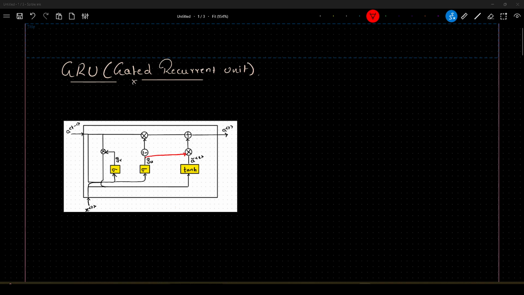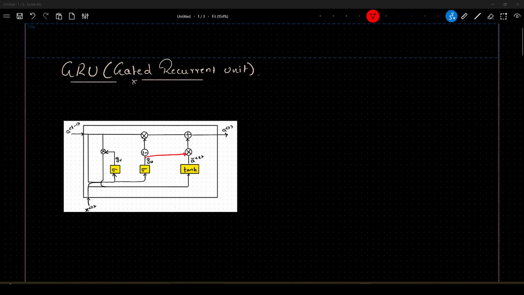I have explained LSTM in 3 parts in detail, so I request you to go and watch those videos. But if you haven't watched that, you don't know anything about LSTM, it's okay. I will explain GRU in detail, from end to end.